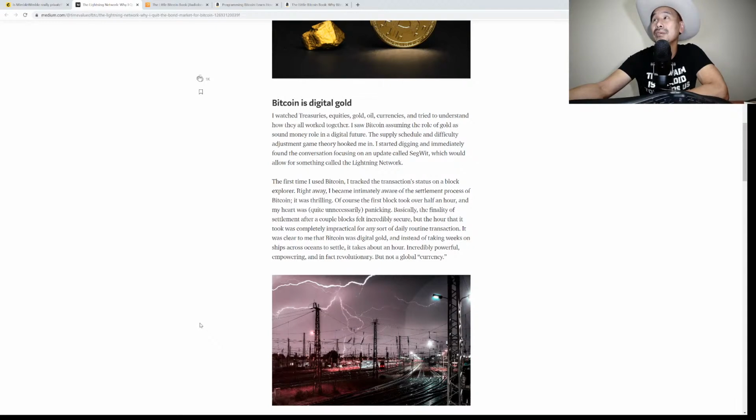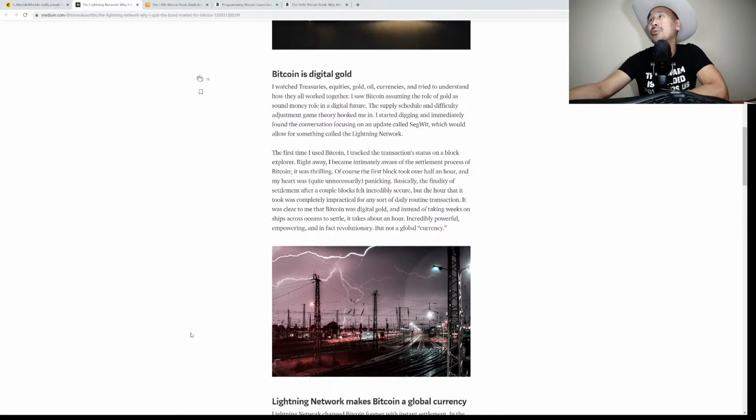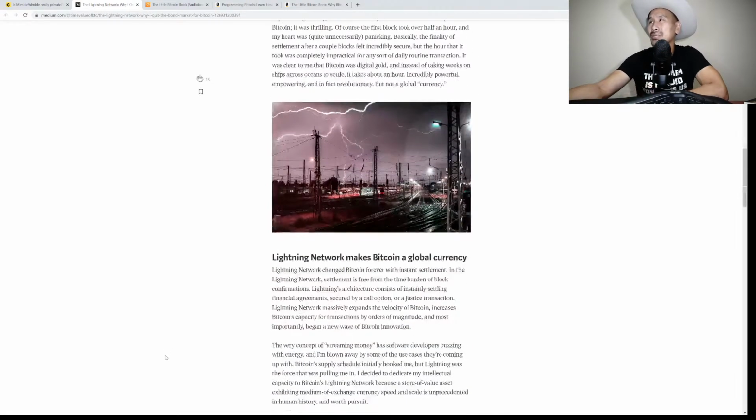I started digging and immediately found the conversation focusing on an update called SegWit, which would allow for something called the Lightning Network. First time I used Bitcoin, I tracked the transaction status on the Block Explorer. Right away, I became intimately aware of the settlement process of Bitcoin. It was thrilling. Of course, the first block took over half an hour, and my heart was quite unnecessarily panicking. Basically, the finality of settlement after a couple blocks felt incredibly secure, but the hour that it took was completely impractical for any sort of daily routine transaction. It was clear to me that Bitcoin was digital gold, and instead of taking weeks on ships across oceans to settle, it took about an hour. Incredibly powerful, empowering, and in fact revolutionary, but not a global currency.